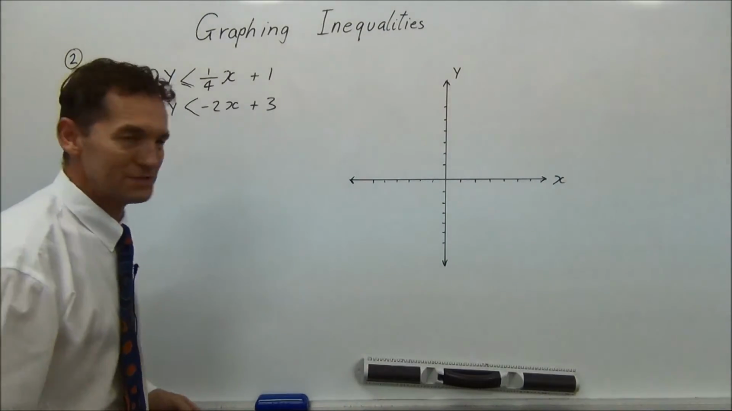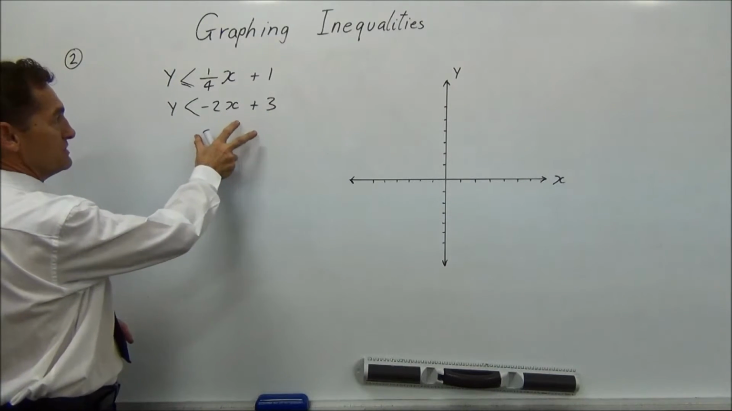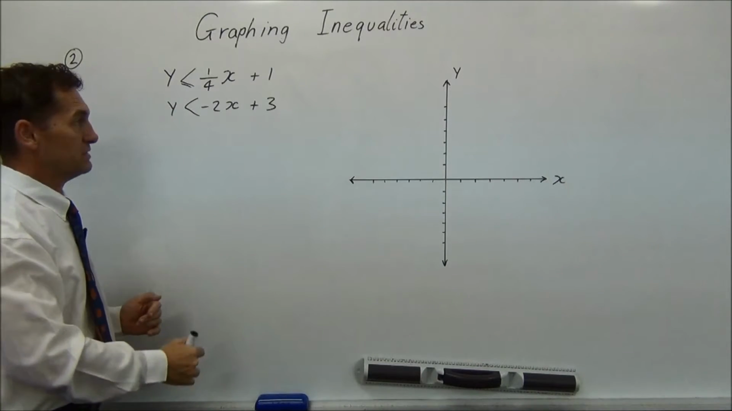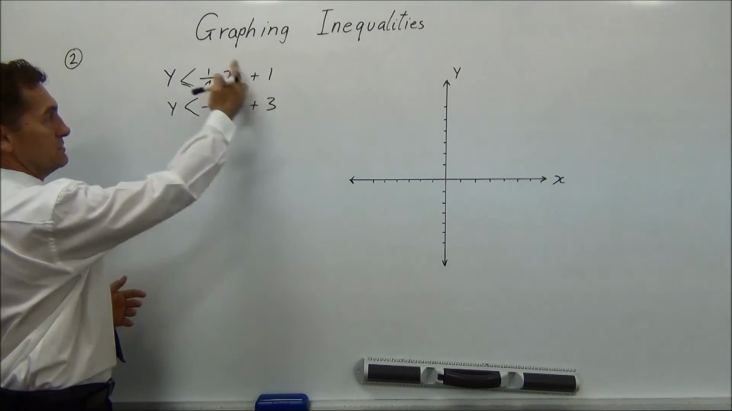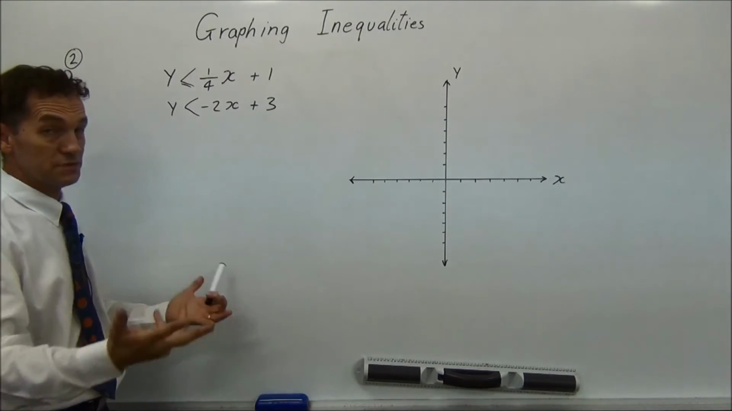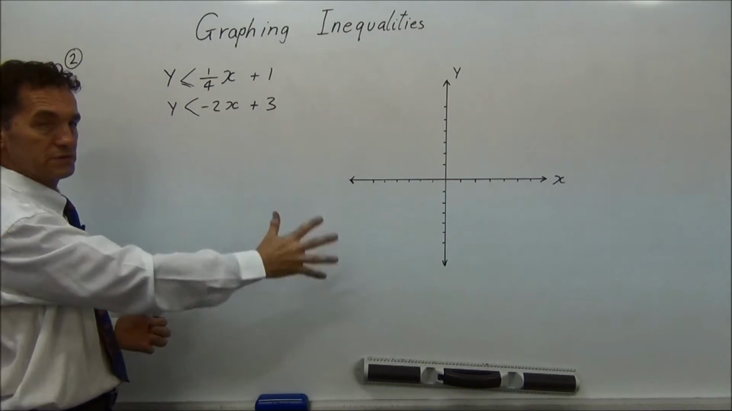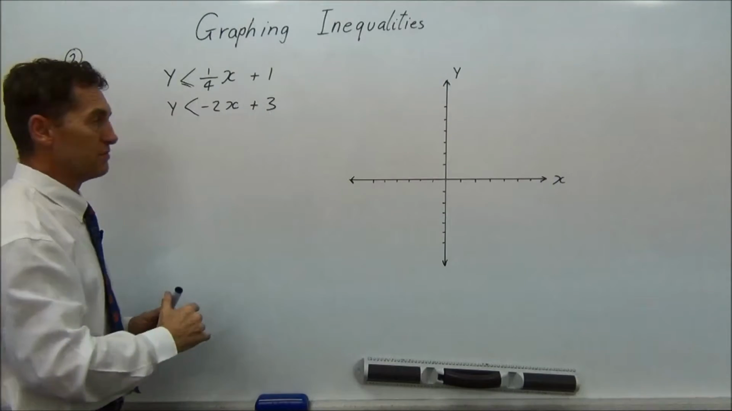G'day again, back for part 2. Okay, so once you've learned to graph single lines, now you're going to learn to graph 2 lines at once and say, what is the solution of all of this? So you do the same thing, look at that as a line, look at that as a line, draw the lines, and then colour in the correct region.